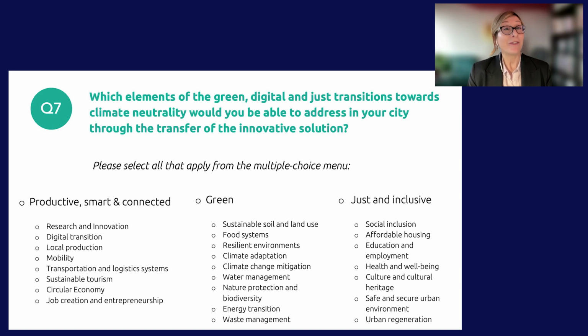Question 7 revisits the 3 thematic areas related to sustainable urban development from a different perspective. Here, you are invited to reflect on the expected impact of the innovative solution transfer you aim to achieve. You can be specific and indicate which elements of the green, digital, and just transitions towards climate neutrality you plan to address in your city through the transfer of the innovative solution.